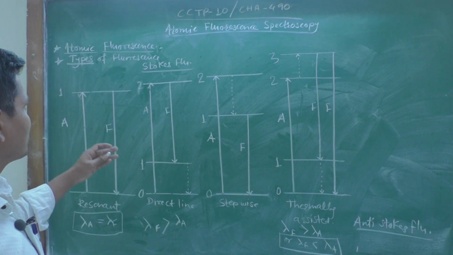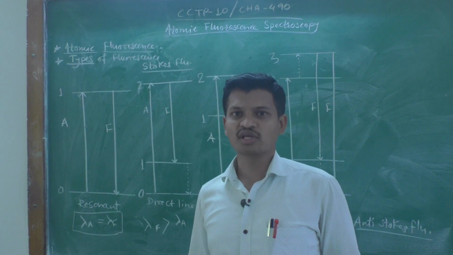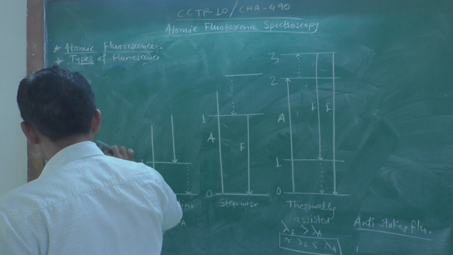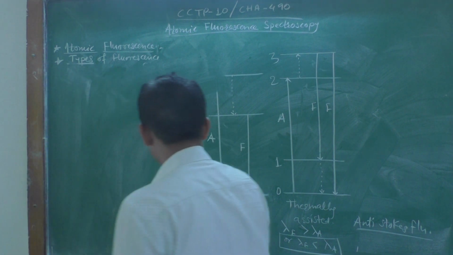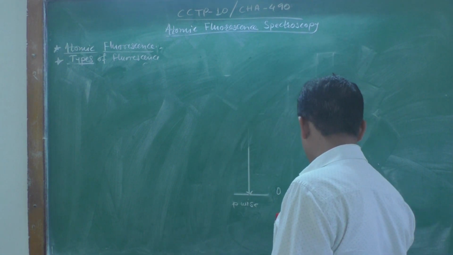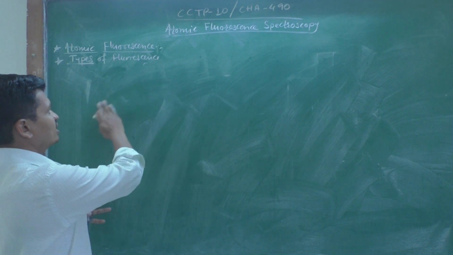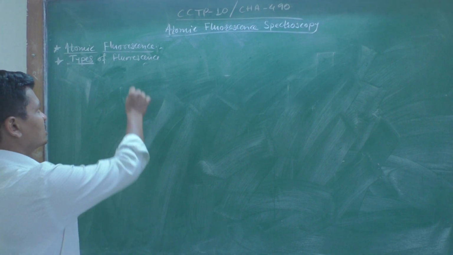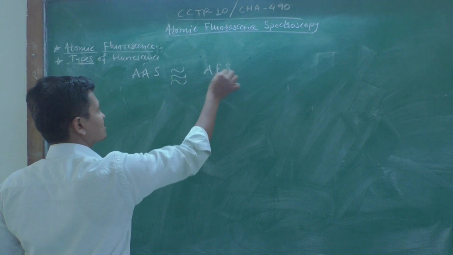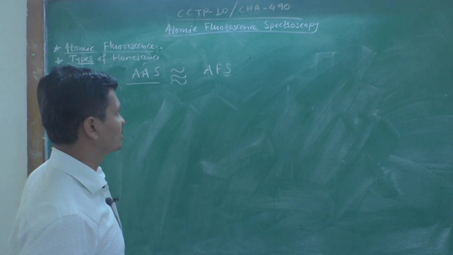Now let us start with the apparatus used for the AFS spectrophotometer. The apparatus used for the AFS spectrophotometer is very similar to that of the atomic absorption spectrophotometer. The optical diagram and the arrangement of the different components used in AAS are very similar to those of AFS. This is atomic absorption, this is atomic fluorescence spectroscopy.